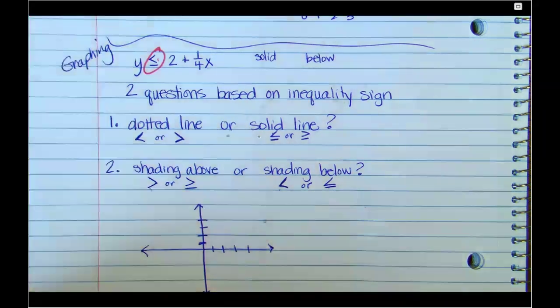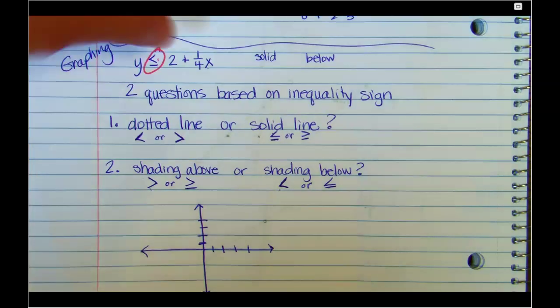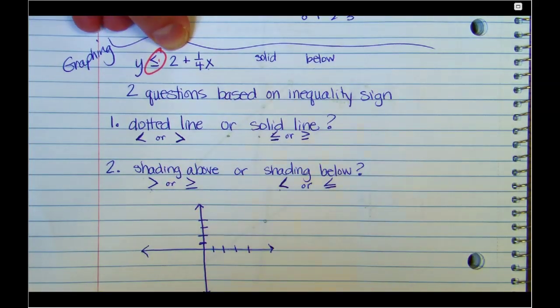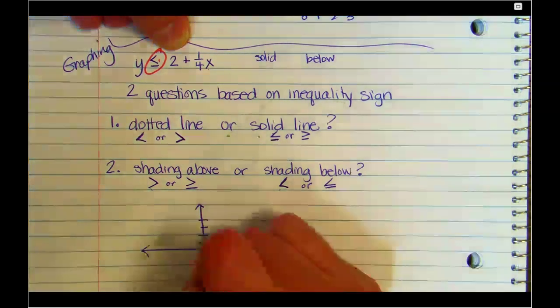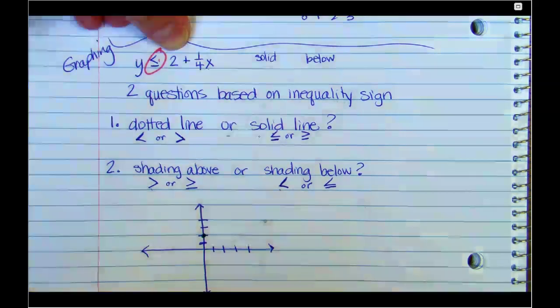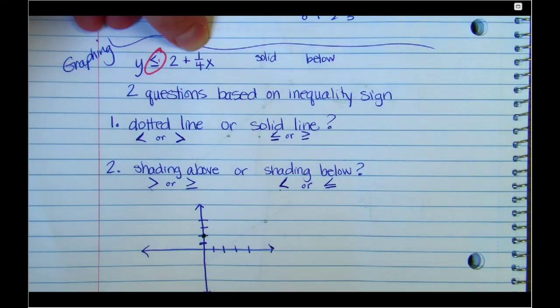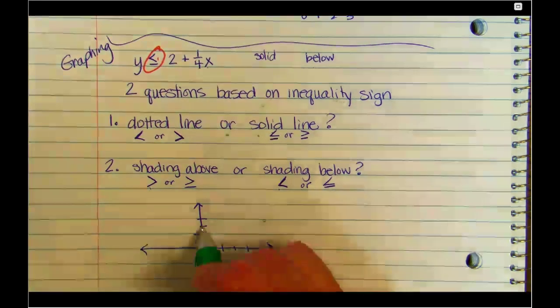Okay, so the y-intercept is 2. And then the slope tells us to do what? Go up 1 and right 4.